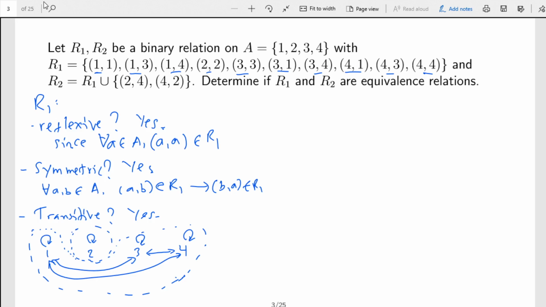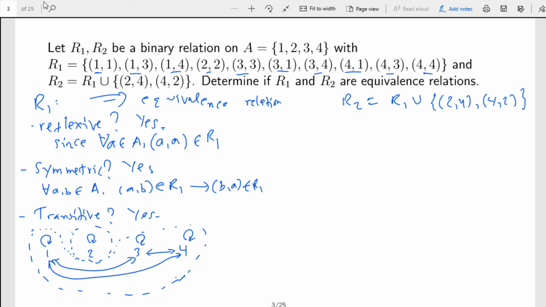Now, so you see that R1 is reflexive, symmetric, and transitive. So therefore, R1 is an equivalence relation. Now, how about R2? R2 is R1 union the set containing the pairs 2, 4 and 4, 2. So clearly R2 is reflexive because R1 is reflexive. Is R2 symmetric? Well, it is, right?